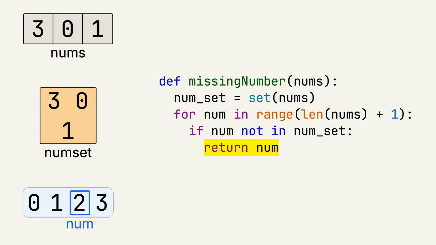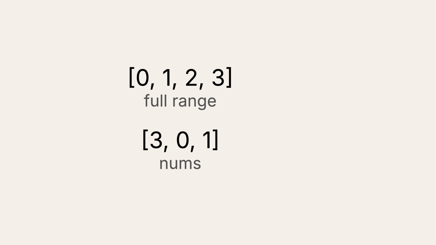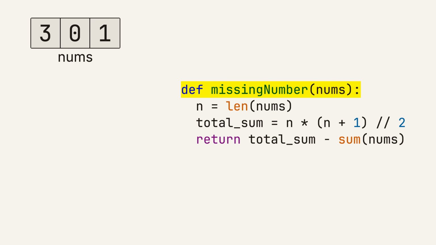We can actually get it down to O(1) space by just calculating the sums of the nums array and the full range. Since there's only one number missing from the range, the sum of the total range minus the sum of all the elements in nums will give you the missing number. The code looks something like this.